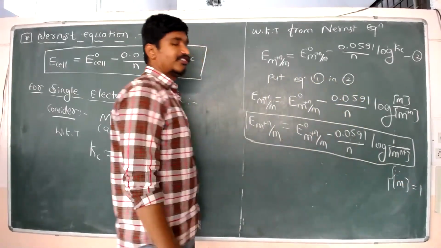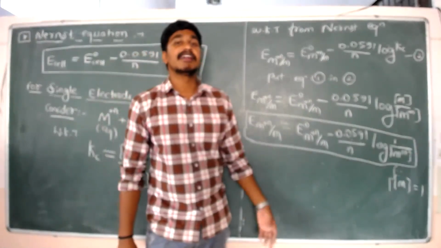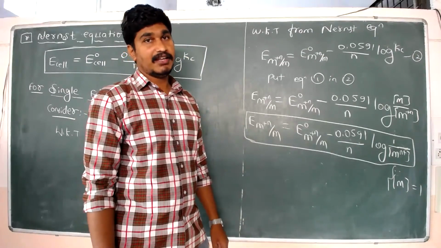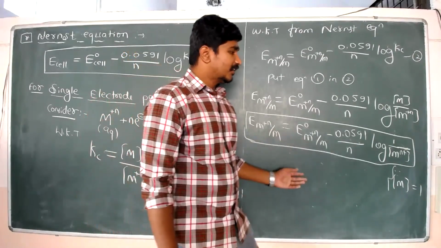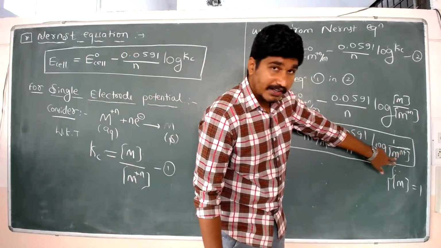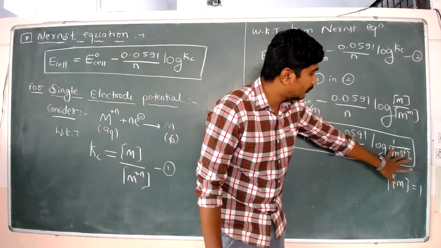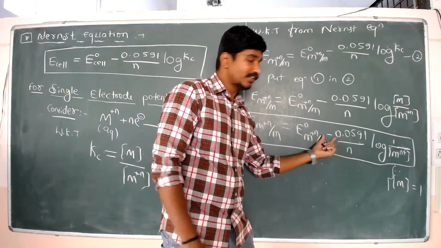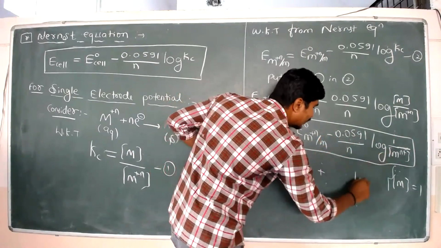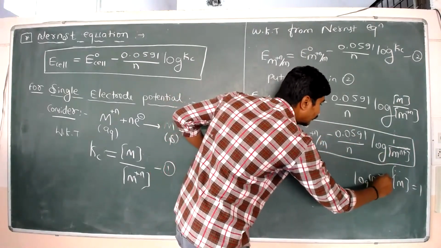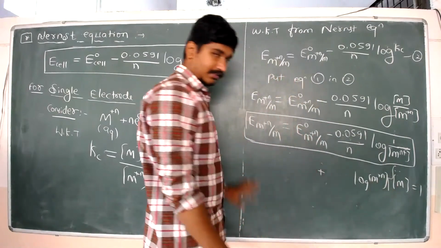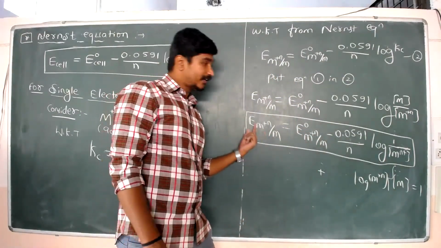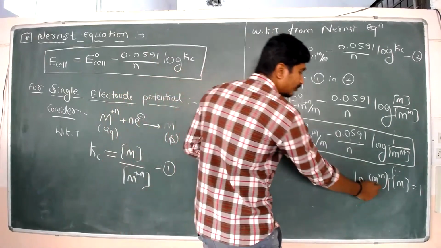By using this Nernst equation, you can calculate the reduction potential or electrode potential of any half cell. Now, you can write this one as, if you take this denominator n to the power n plus to the numerator, what happens? This sign will change. It will become plus, and this will become log M to the power n plus. Correct?